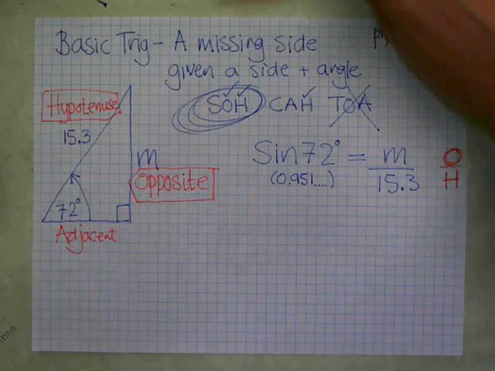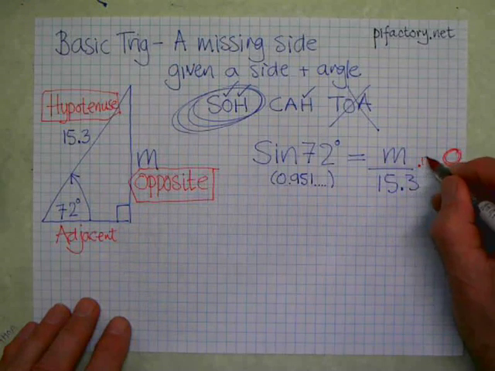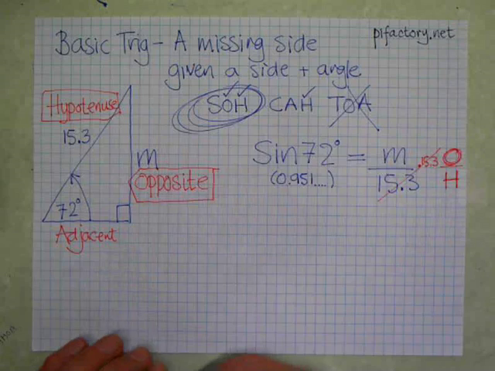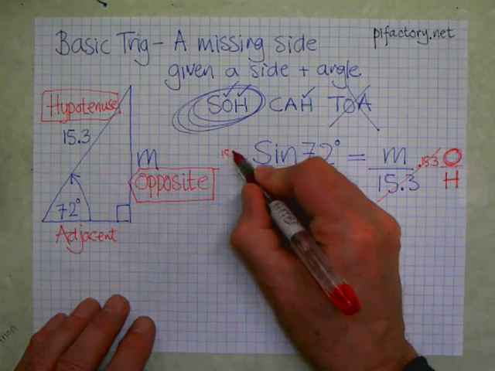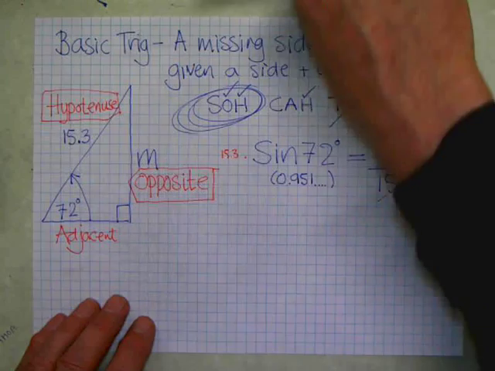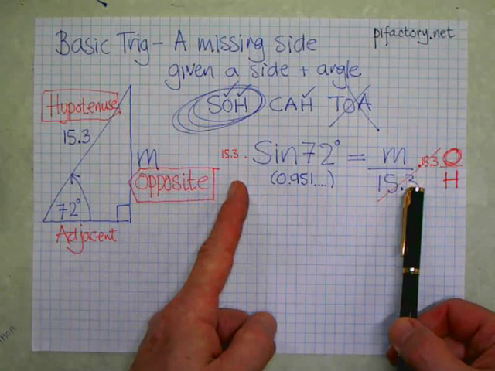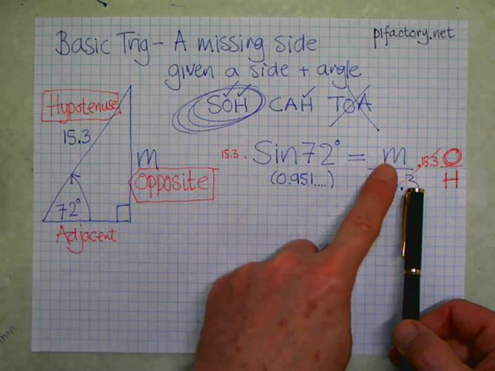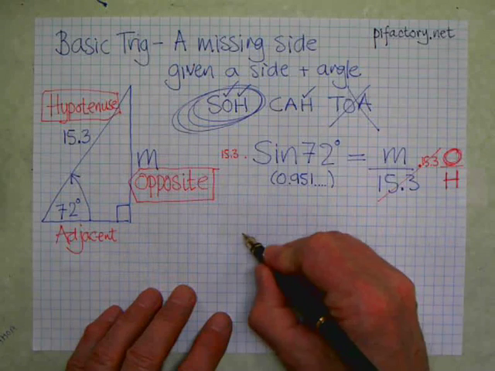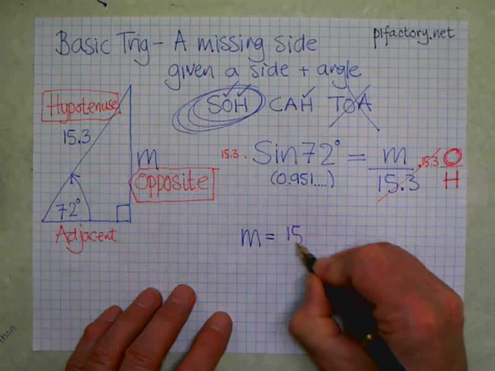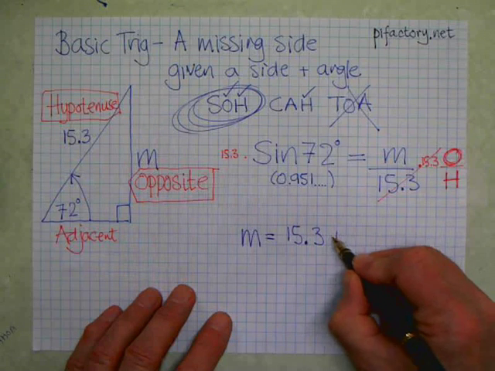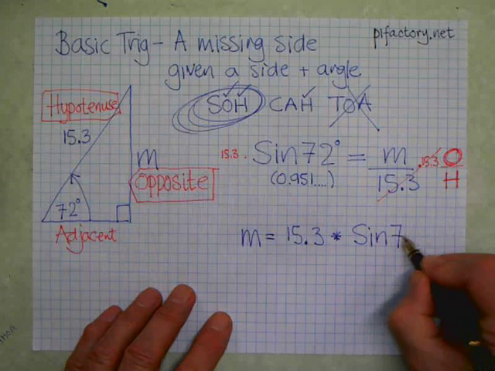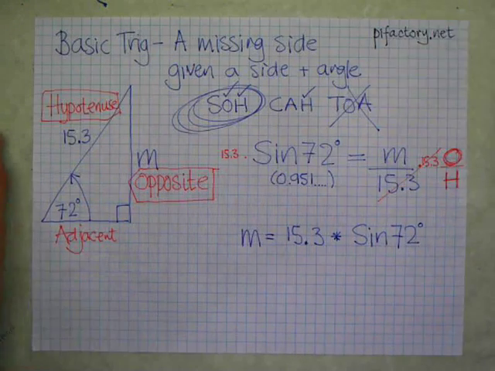So to get M on its own, all we need to do is multiply that side by 15.3, which cancels that out, and multiply this side by 15.3, and now we've got M on its own. Basic balancing, Algebra 1, balancing of an equation to get M as the subject. So now M is going to be 15.3 times sine 72 degrees.